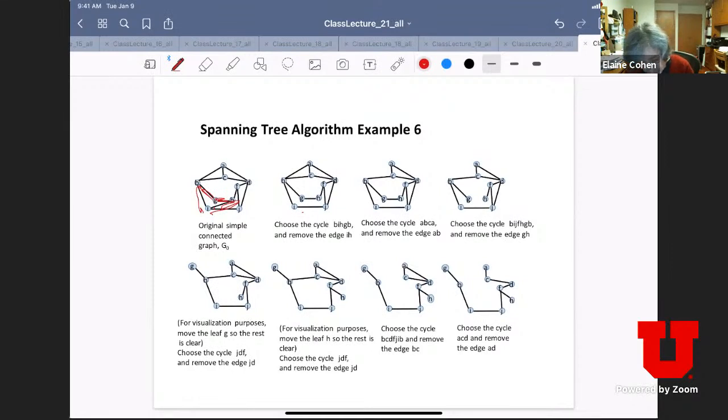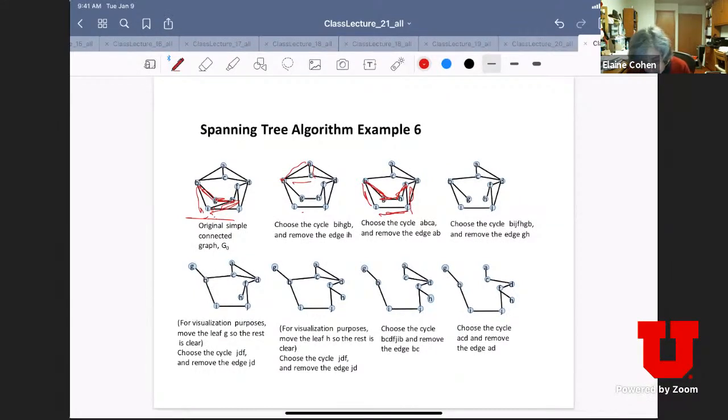So I take any loop that's left, namely over here, I take the loop A to B to C to A, and I decided to remove edge AB. There's no rhyme or reason. I'm just picking one. You could have picked a different one and you'll get a different spanning tree. So now I'm going to pick the cycle B to I to J to F to H to G to B. Now look what happened. In the original graph, we had a smaller cycle because we had the edge from F to H that broke it into 2 cycles, but now that's just one bigger one. So I picked that one and I removed the edge GH. So this next one doesn't have the edge GH.